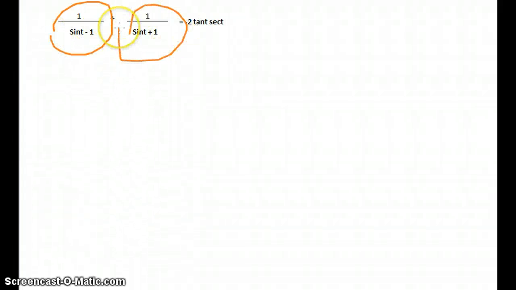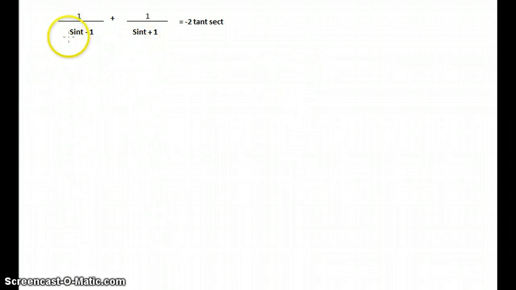Hi everyone, we have a problem in front of us and I wanted to show you how to approach that. If you see fractions, as we discussed before, if you see two fractions, try to get a common denominator and combine them into one fraction instead of two. Instead of two terms, we want it to be one term. So let's see how we can do that.